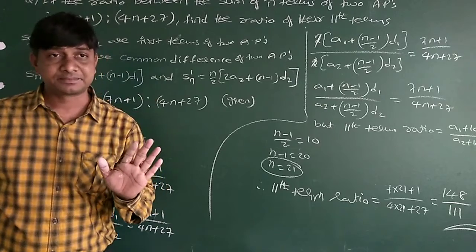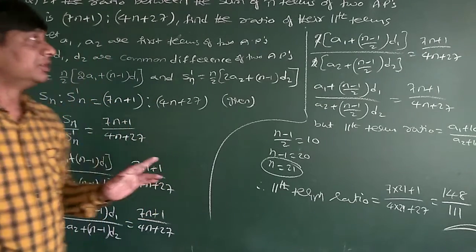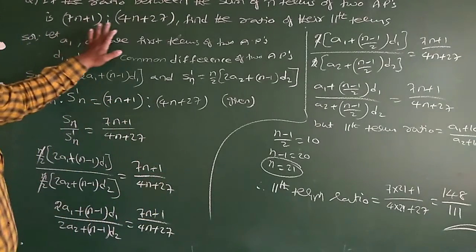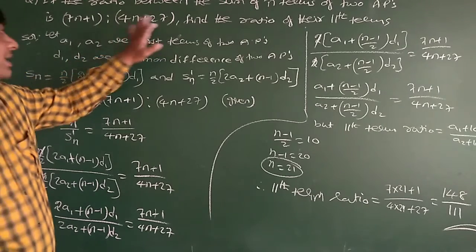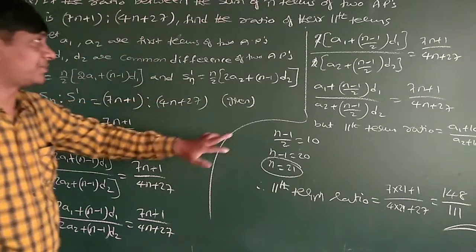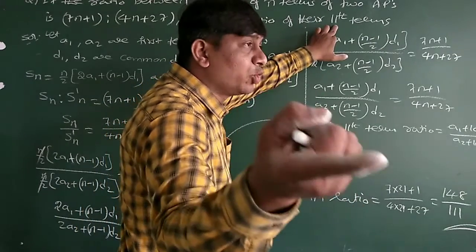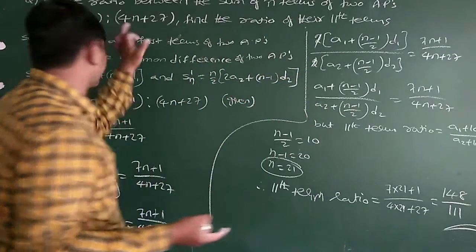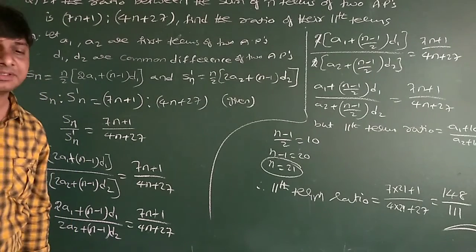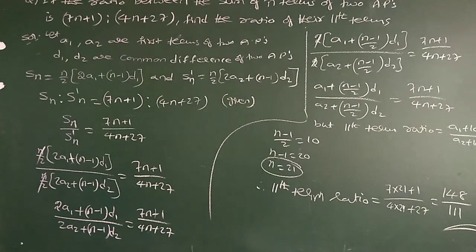Am I clear? So here 7n plus 1 is to 4n plus 27 is given, the ratio of the sum of n terms. They asked the 11th term. In objective questions, 11 twos are 22 minus 1, so 21 is substituted here. Is it clear? So note this down, then I will discuss another one.